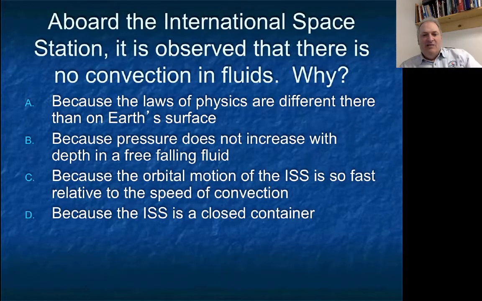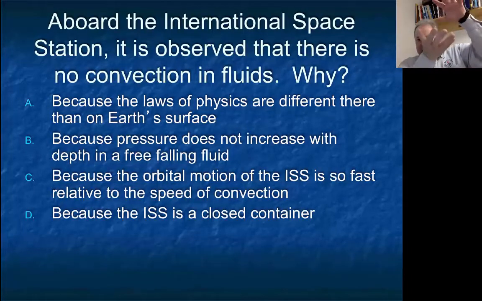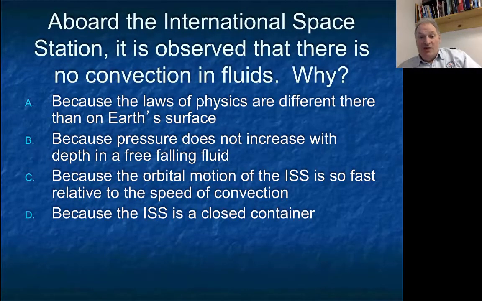B says because pressure does not increase with depth in a free-falling fluid. That's actually a true statement and the right answer. Let's think about why that's true. Well, if you have a falling fluid, then you don't have the fluid above pushing down on the fluid below because all the fluid is accelerating in the same way at the same time. And so pressure doesn't increase with depth in a free-falling fluid.